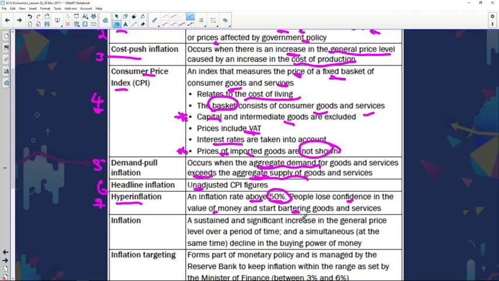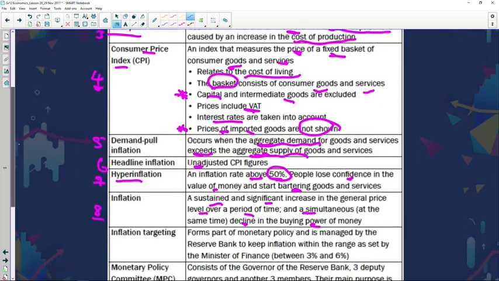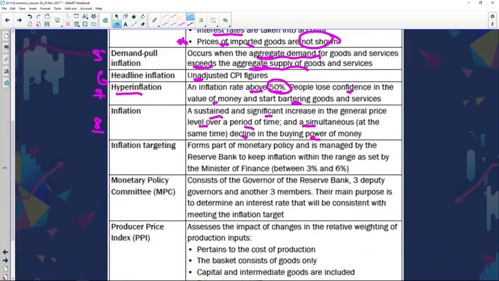Then they started going back to the bartering of goods and services. And then inflation as a concept, we did look at that earlier on. When we started this lesson, we said it is a sustained and significant increase in the general price levels over a period of time, and it also simultaneously, meaning at the same time, causes a decline in the buying power of money. So the buying power of money is also compromised.